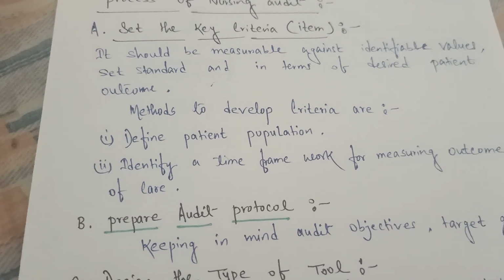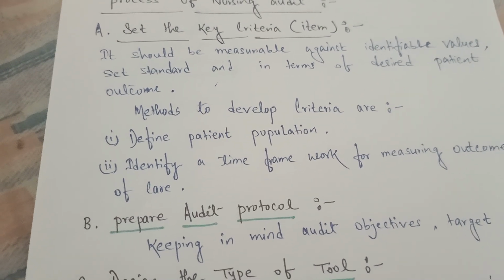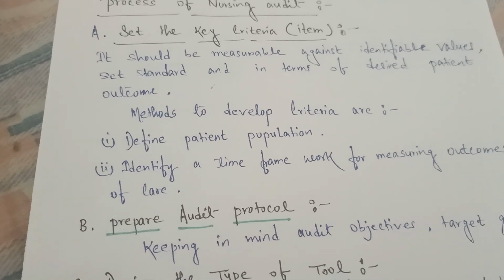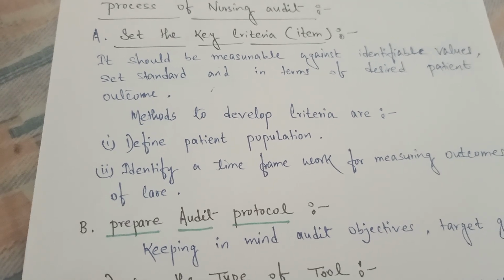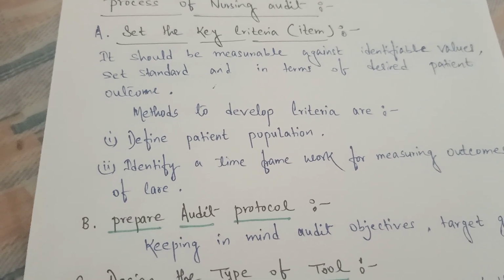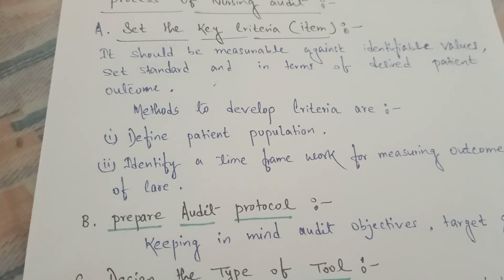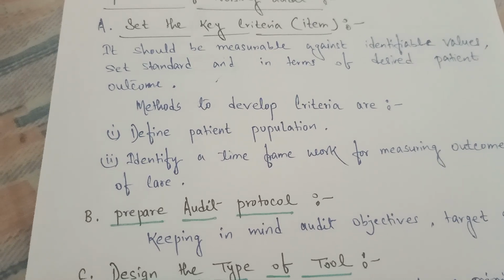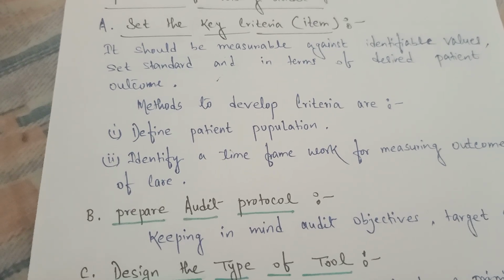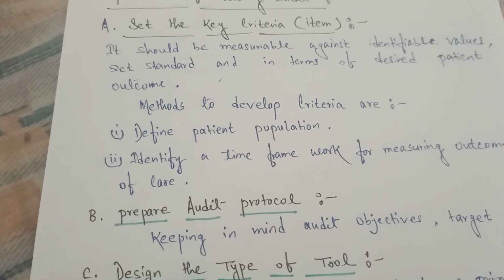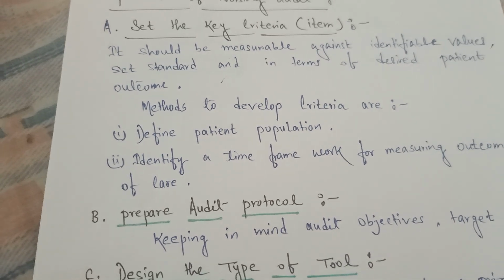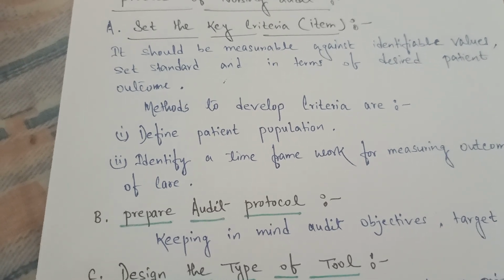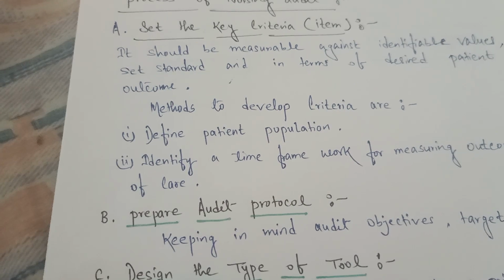So set the key criteria is the prime principle for the process of nursing audit. Why? Because it should be measurable against identifiable values, set standard, and in terms of desired patient outcome. So in this point, identify commonly recurring problems presented by the defined patient population, state patient outcome criteria, state acceptable degree of goal achievement, and specify the source of information.